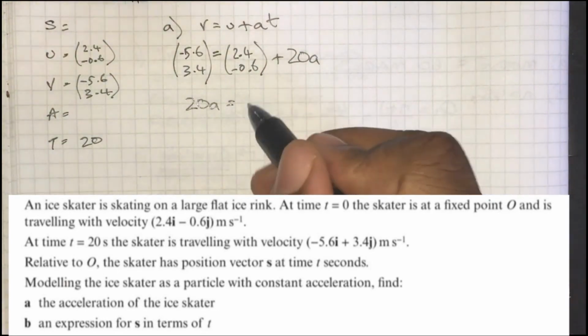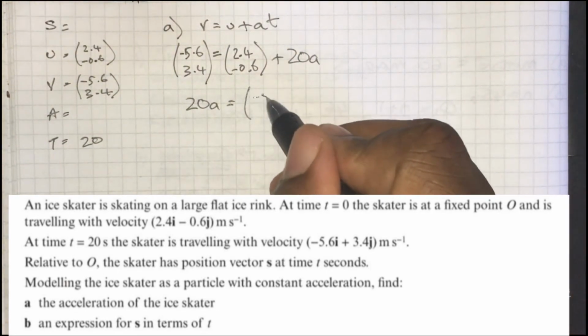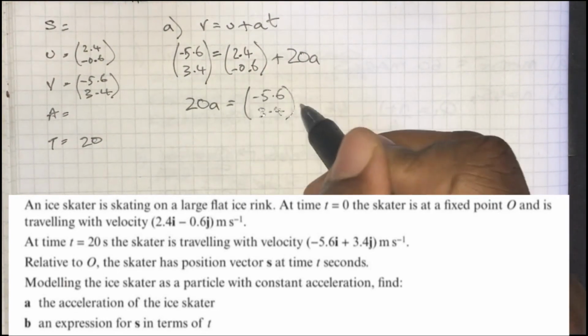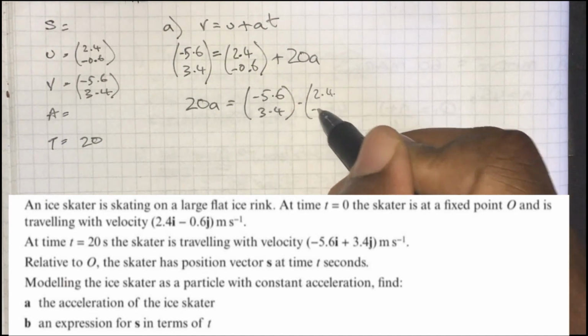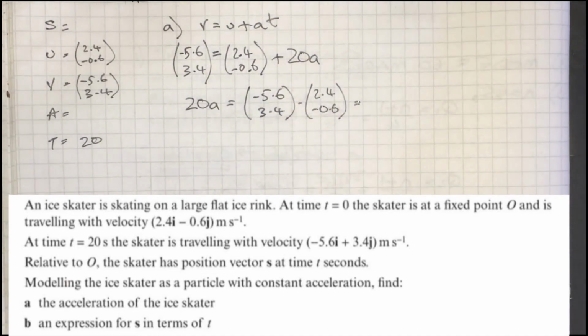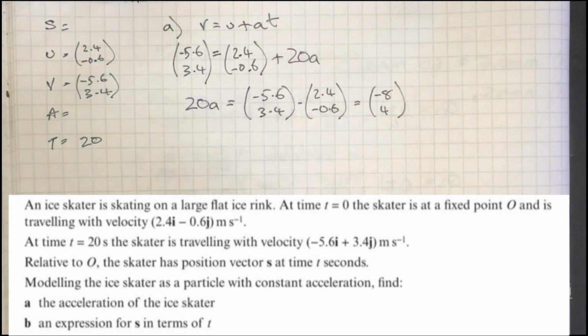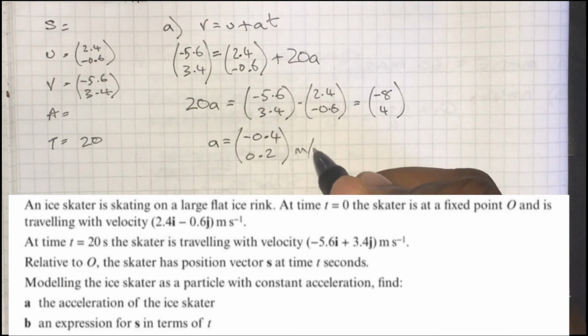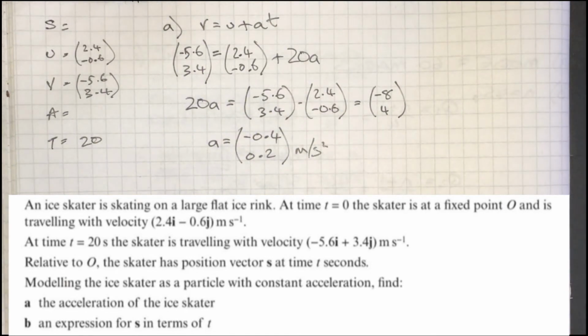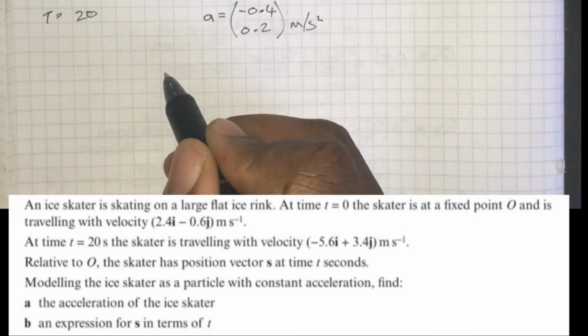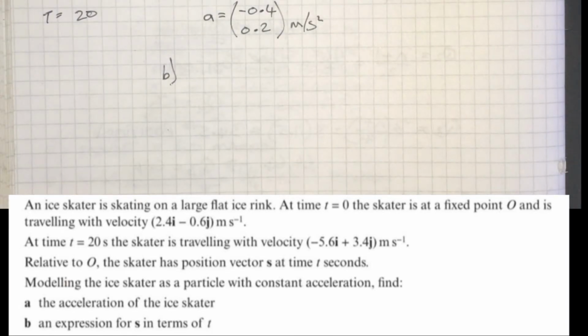So some smart rearranging from here, we get 20A as the subject. So 20A equals (-8, 4). And then just dividing through by 20, A should give us (-0.4, 0.2). So that's the acceleration. A equals (-0.4, 0.2) meters per second squared.